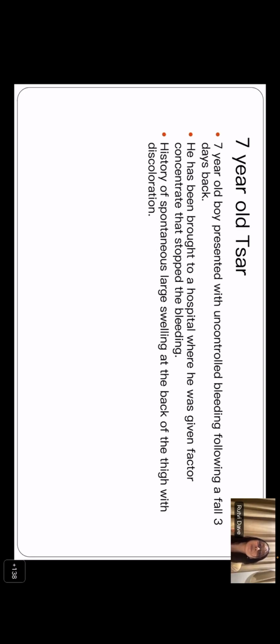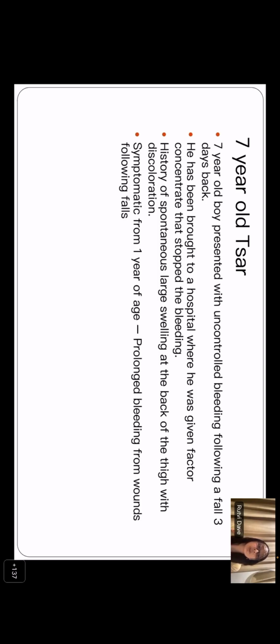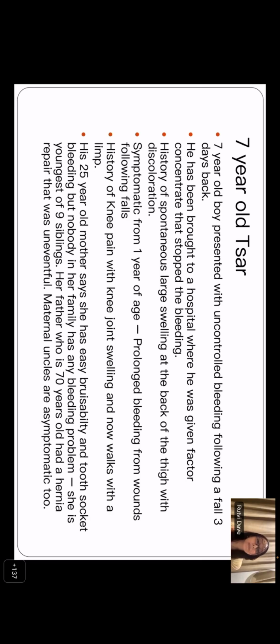He has a history of spontaneous large swelling at the back of the thigh with discoloration. He has been symptomatic since 1 year of age, presented with prolonged bleeding from wounds following falls, history of knee pain with knee joint swelling, now walks with a limp.